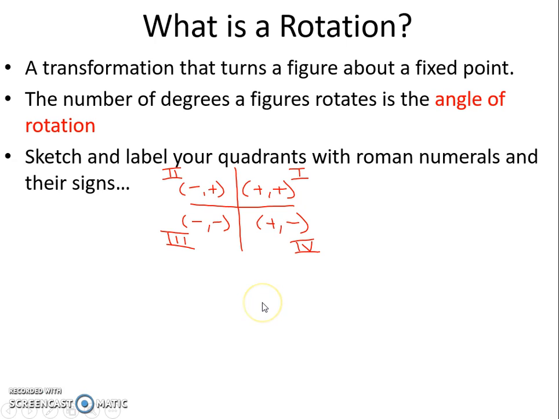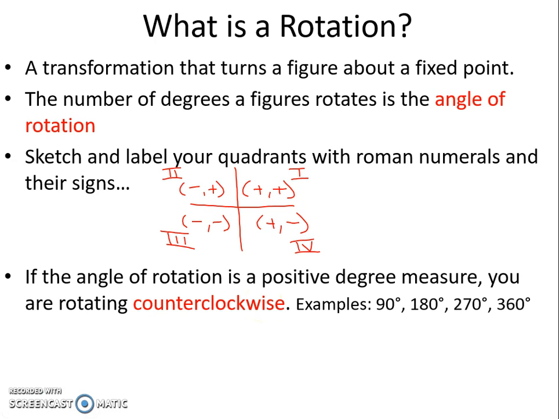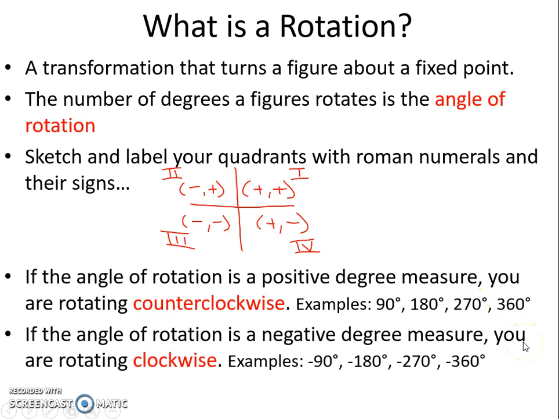Please write this down. If the angle of rotation is a positive degree measure, you are rotating counterclockwise. For example, 90, 180, 270, and 360. So one turn is 90, two turns is 180, three turns is 270, four turns is 360. If the angle of rotation is a negative degree measure, you rotate clockwise. Example: negative 90, negative 180, negative 270, negative 360. So negative is clockwise, positive is counterclockwise.